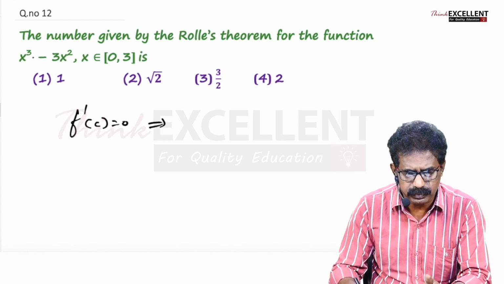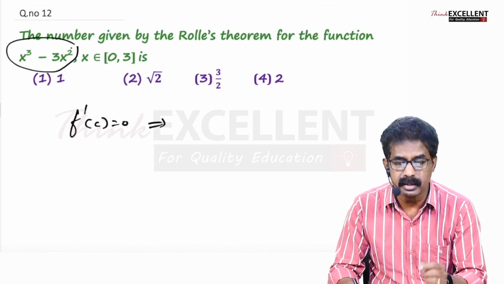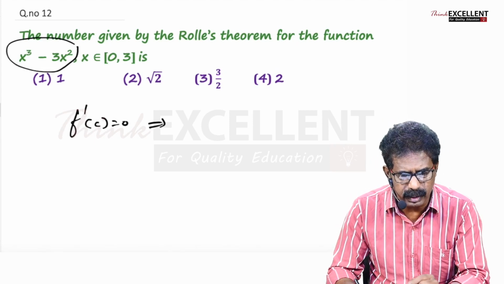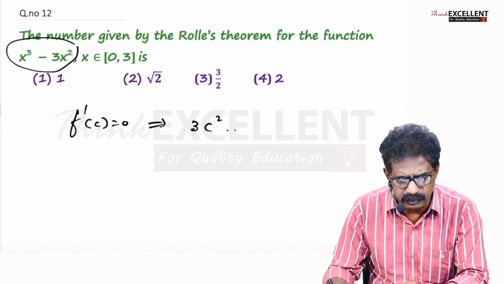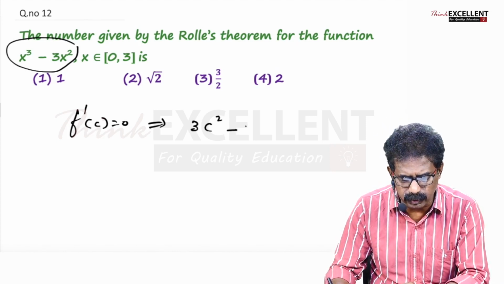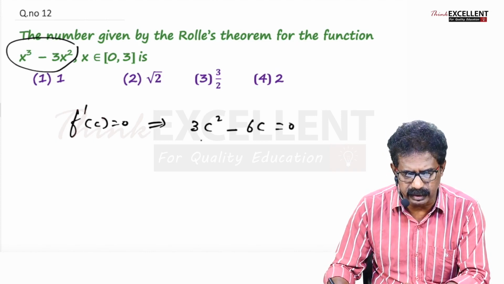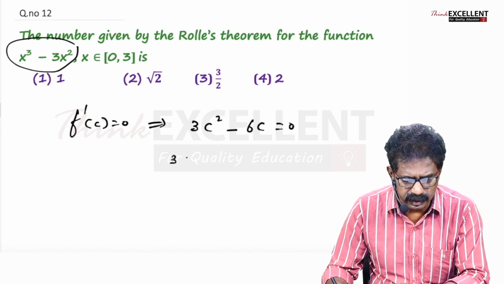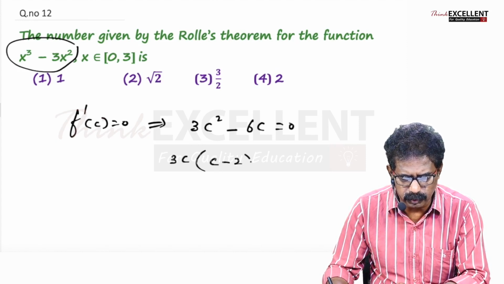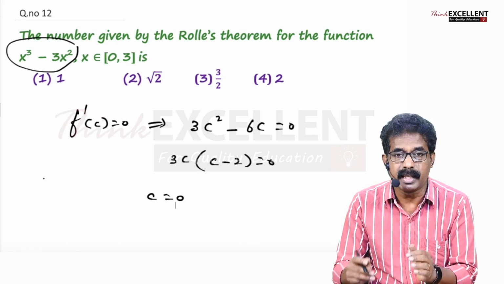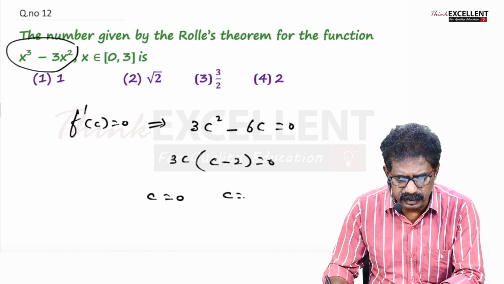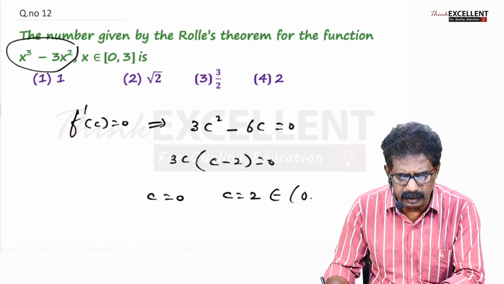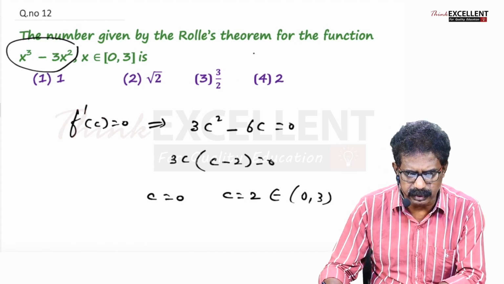f dash c, you differentiate one time and replace x by c. x cube derivative is 3x square. Here instead of x you write c. Minus 3x square, derivative 6x, you write 6c equal to 0. Okay, this is the condition. So take 3c common, you are getting c minus 2 equal to 0. So c equal to 0, that you cannot take because c must lie in the open interval 0, 3. Open interval means the end point is not included. Another value c equal to 2, that 2 belongs to the open interval 0, 3. So the correct option is the fourth one.